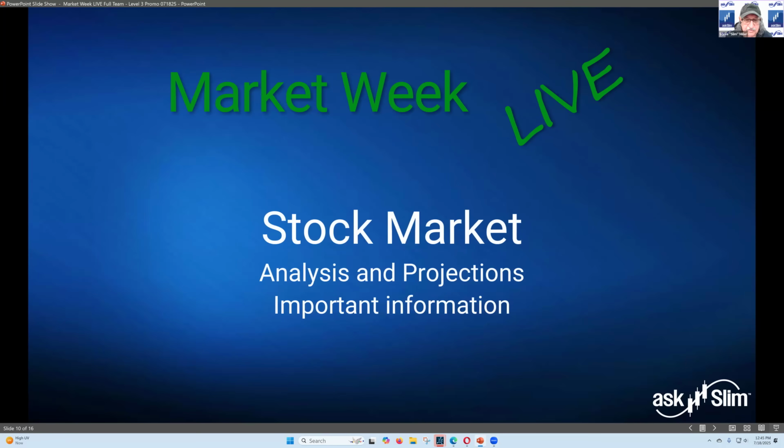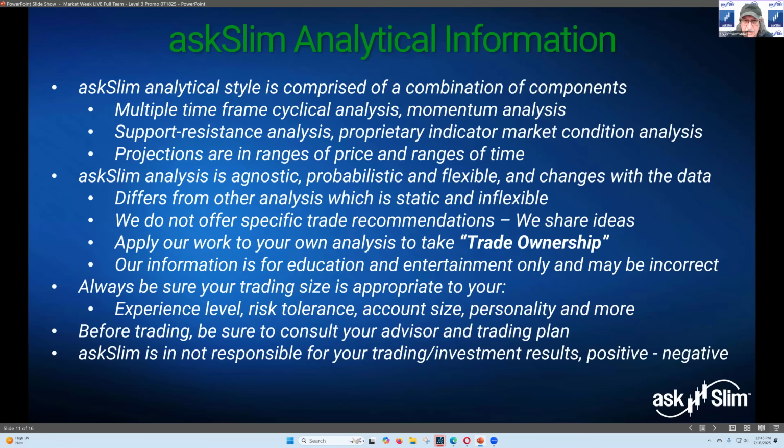All right, stock market analysis and projections. First, this important information. This tells you about our analysis and how we approach analysis, and how important it is for you to use your own trade ownership as you apply our analysis or any analysis that you get from anywhere. Trade ownership is a very key aspect to success in trading. You must own it, because if you don't own it, you're not going to manage the risk, and that's really what's so important to success. You own your trade with somebody else's information. If that information is quality, then you can apply what seems to fit for you. But if it's not working, you need to take it off, and it has to be your decision.